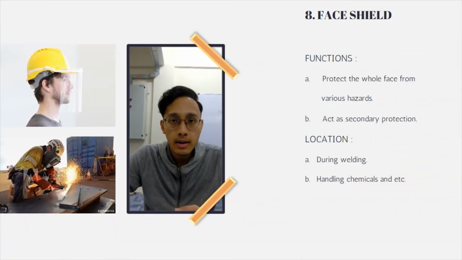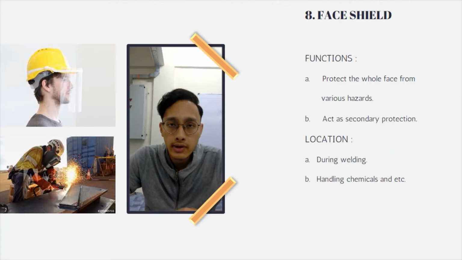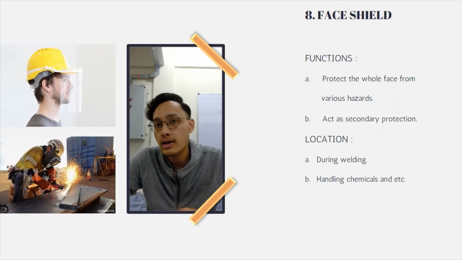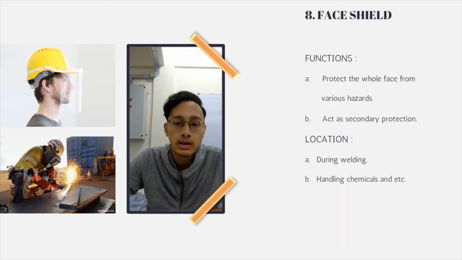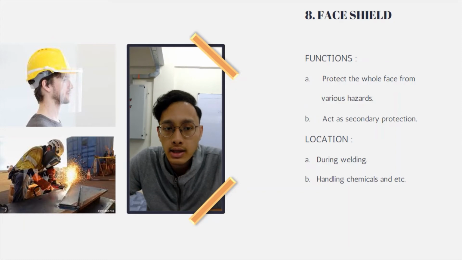Alright. The number 8 PPE is the face shield. The face shield protects the whole face from various hazards. It also acts as a secondary protection. It can be used during welding and also when handling chemicals, as it acts as a secondary protection.